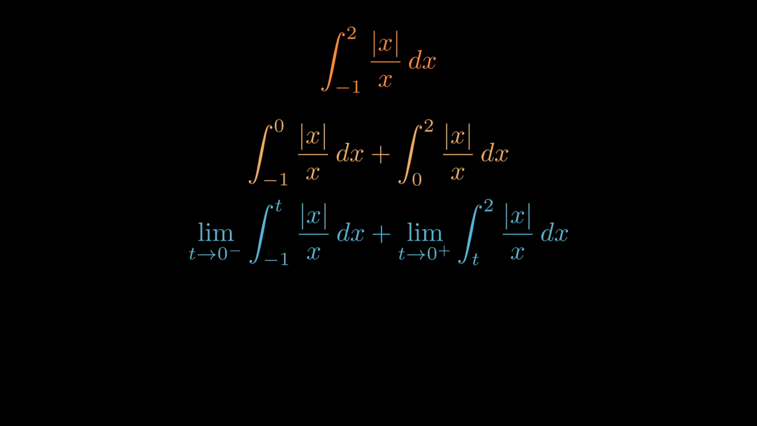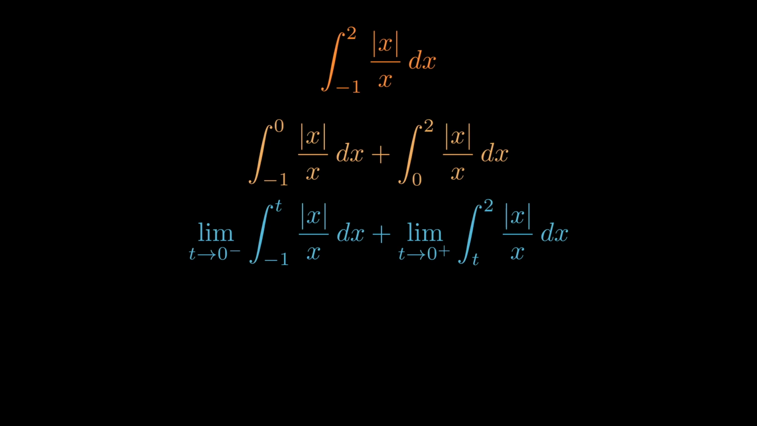And then the integral of that expression from negative 1 to t. Now the second one is the limit as t approaches 0 from the right-hand side of the same expression from t to 2. So the integral of that. So then the first integral simply evaluates to negative 1.